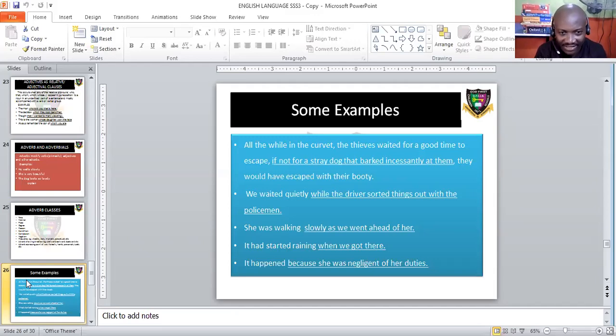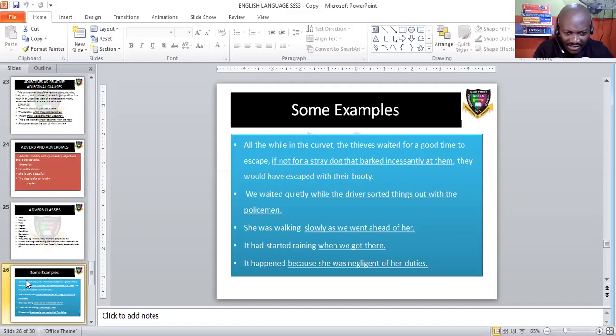While the driver sorted things out started with adverb of time. Why? If you look at that sentence, sorted is a verb and it becomes an adverbial clause of time, and it is modifying the verb quietly. She was walking slowly as we went ahead of them. As we went ahead of them, there's a verb there, went, and it is an adverbial clause, and it is modifying the verbal group was walking.